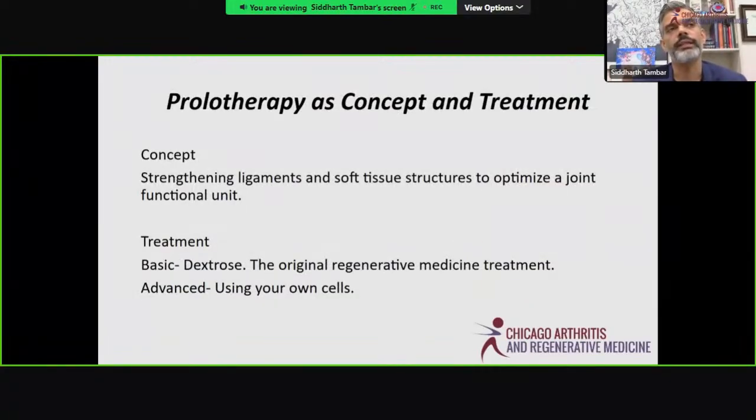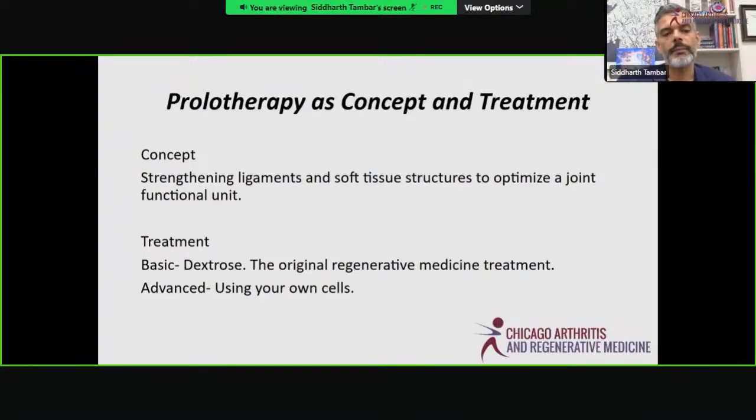In fact, when I see patients that say that they had minimal result when they've been treated by another provider, the first thing I know to ask is, okay, well, how did they treat you? Were they comprehensive or was it limited in scope? So prolotherapy as a concept means you're strengthening the ligaments and soft tissue structures to optimize a joint functional unit.